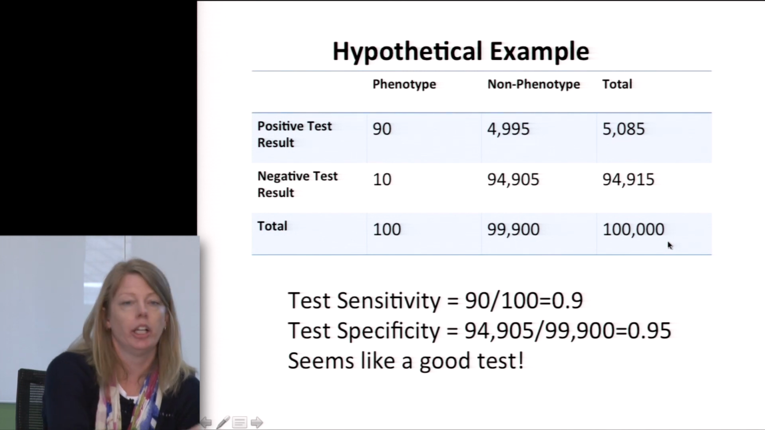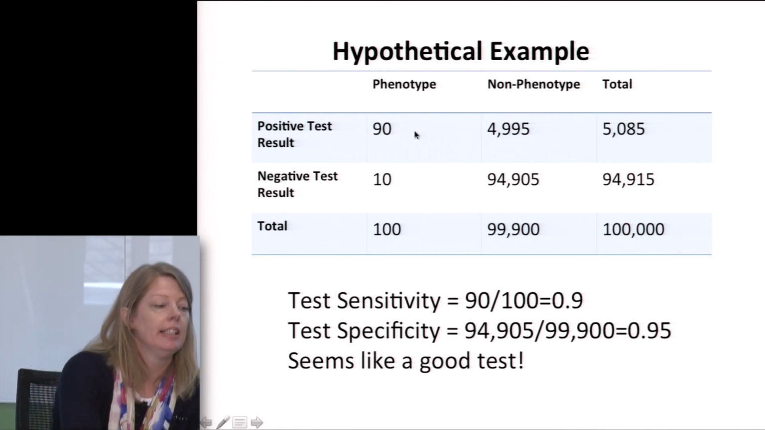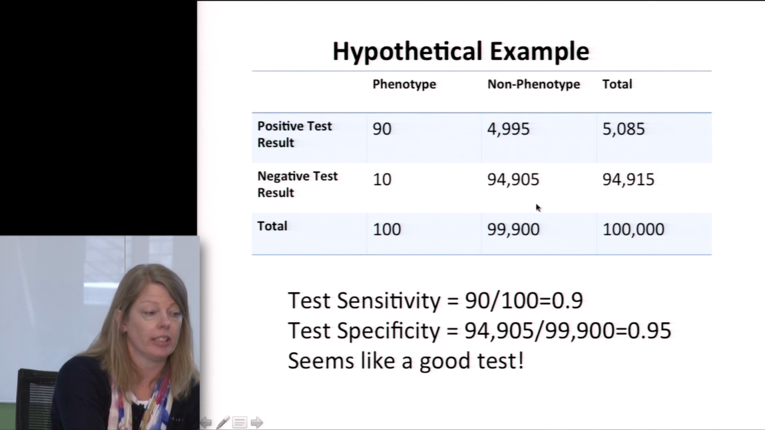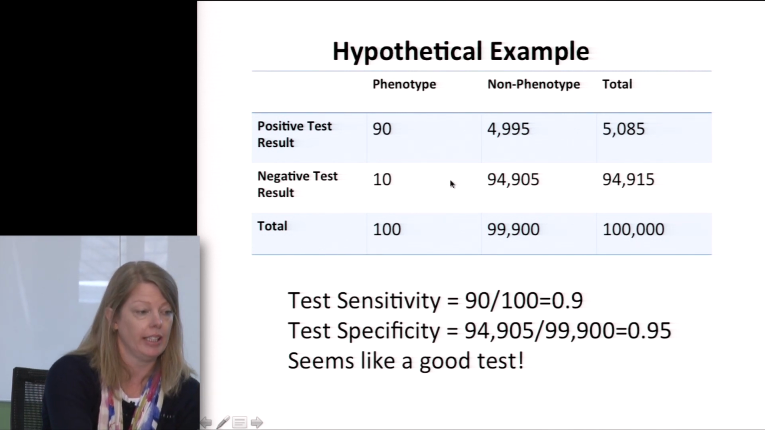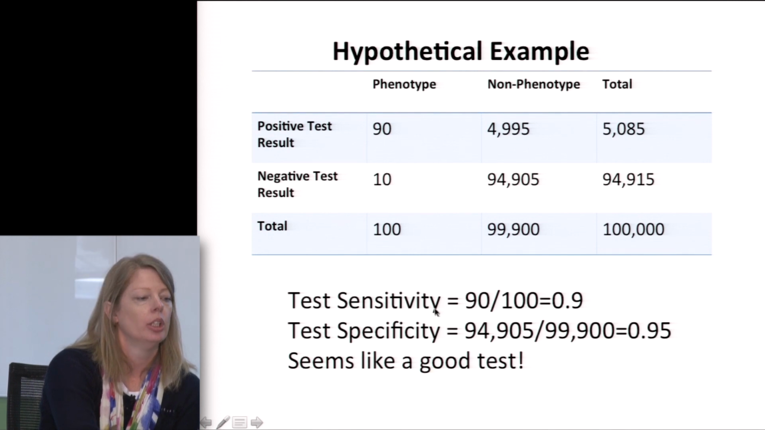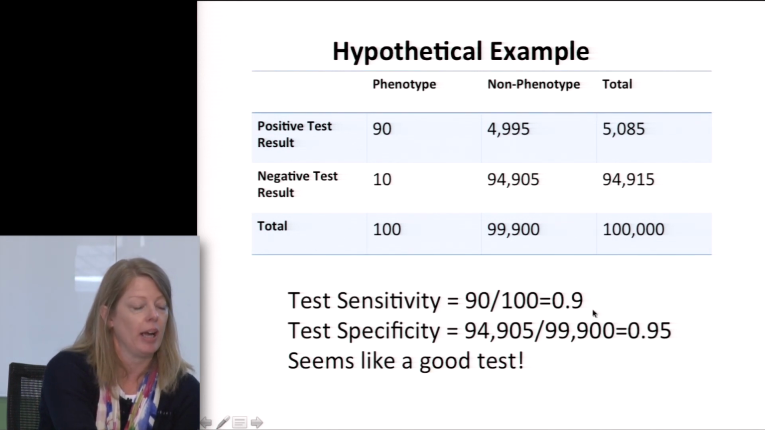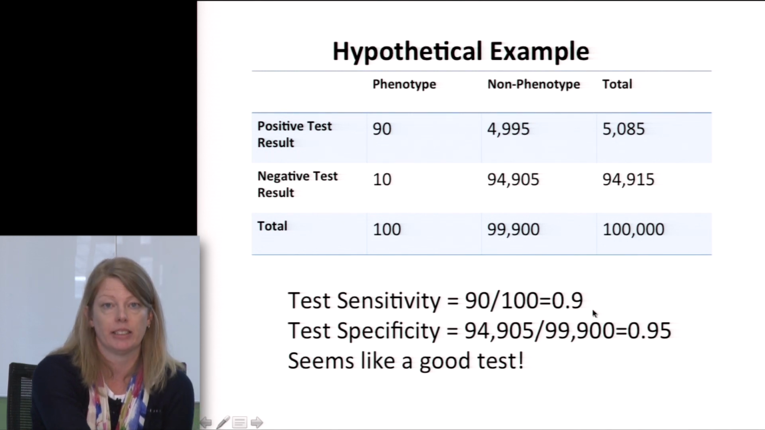So there are 100,000 people that we looked at total. 90 of them are true positives. 94,905 are true negatives, and so forth. So if we look at the sensitivity of this test, we're going to take 90 divided by 100. So you're looking at 90% sensitivity in this case, 90% sensitivity.